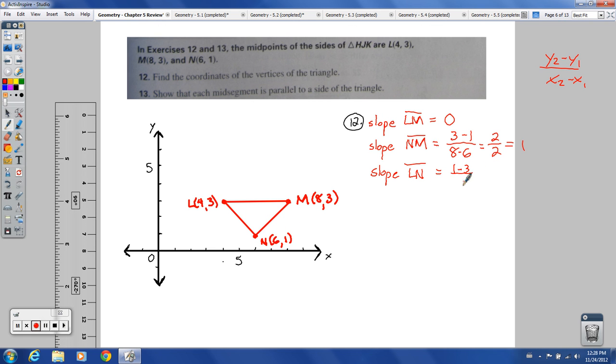You have 1 minus 3 over, so this one minus this one, and then the same way has to be done there, 6 minus 4. So this would be negative 2 over 2, which is negative 1. So the slopes here, here, and here are all important to be able to figure out the slopes of the other sides, the actual sides of the triangle.